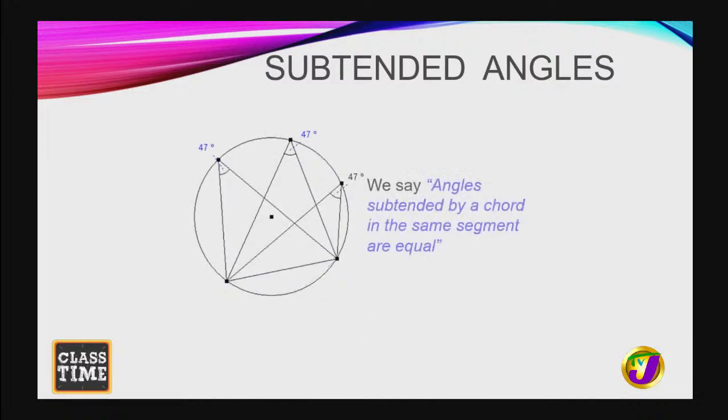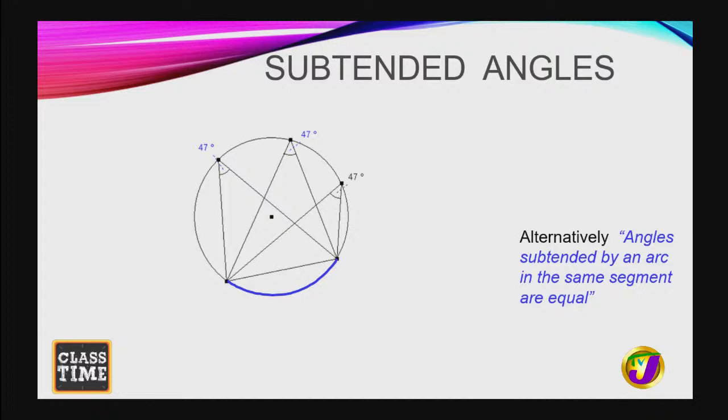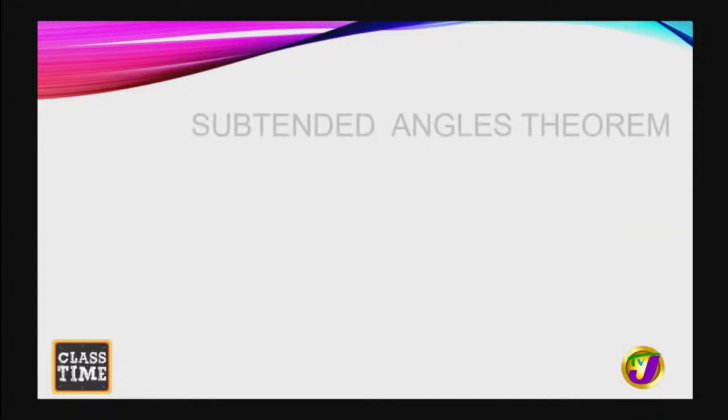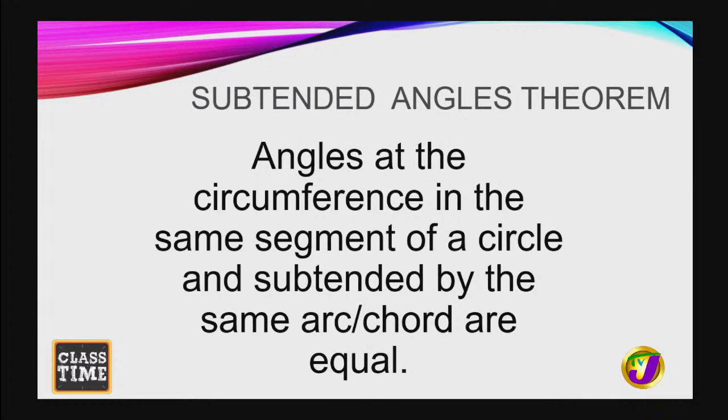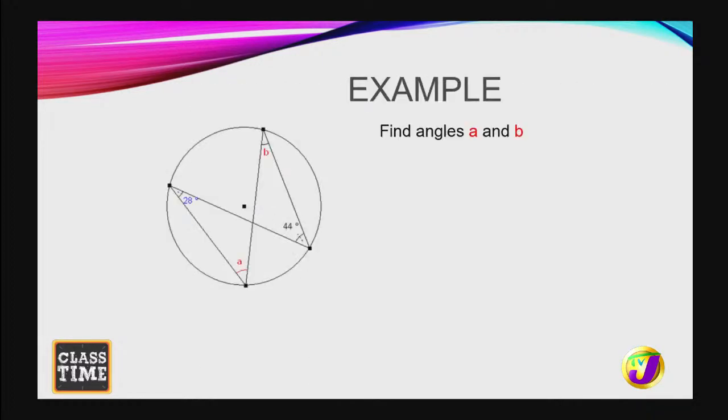And we can say angles subtended by a chord in the same segment are equal. All right, guys, so note it: angles subtended by the same arc are equal. So that's our theorem. Alternatively, we can say angles subtended by an arc in the same segment are equal.